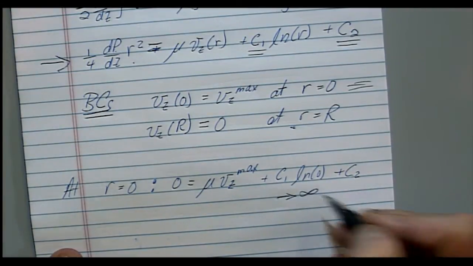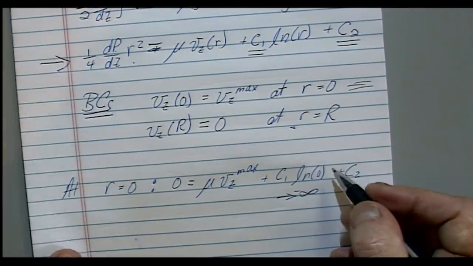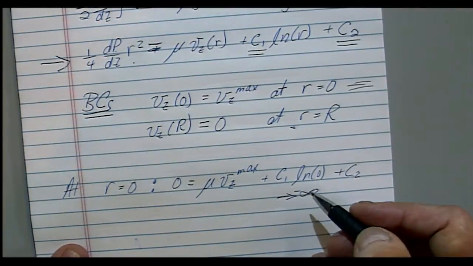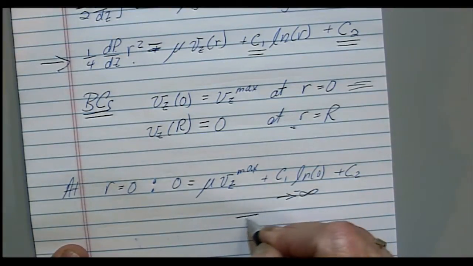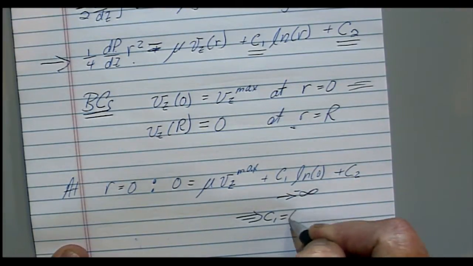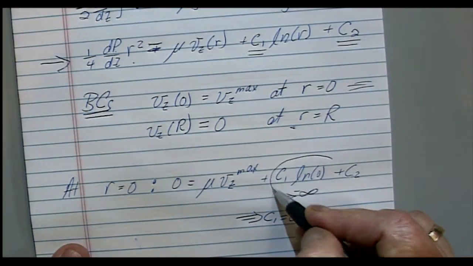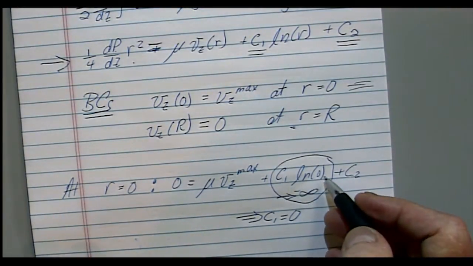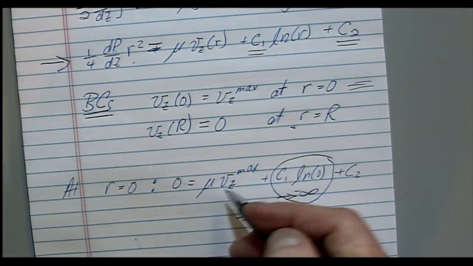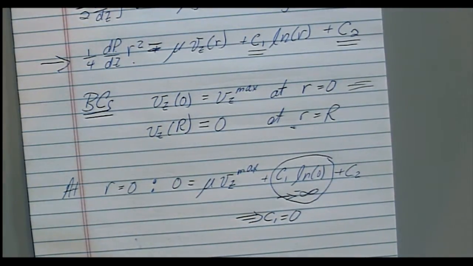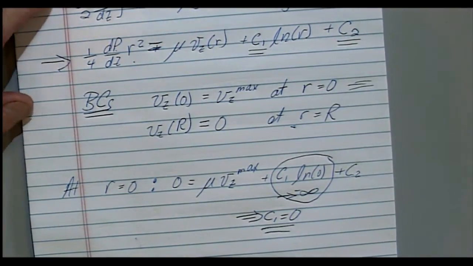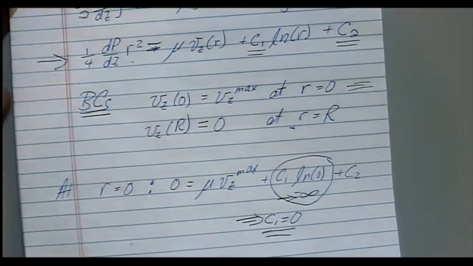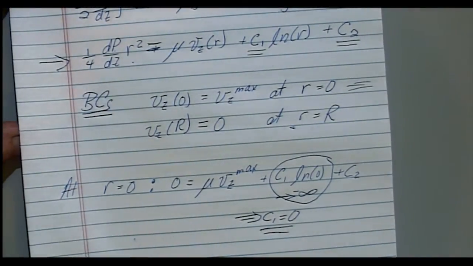So that has a problem. We can't allow the velocity to go to infinity, and so that tells us right away that we should set c1 equal to 0. If we set c1 equal to 0, this term goes away, and we don't have to worry about the fact that the log of a very small number gets to be huge, because we can't allow infinite velocities in our systems. So that gives us the first constant, c1. And we do that because we have to keep the velocity finite, so we set c1 equal to 0.